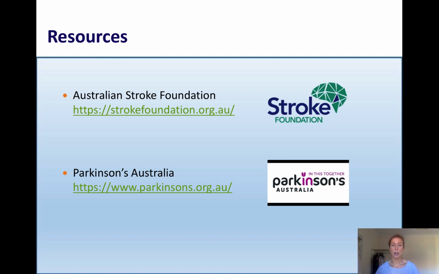Other resources, so I try to provide these each week, just your go-tos in terms of online resources, reputable, your key charities and organisations that are working with patients and families and practitioners in this space. So you've got your Australian Stroke Foundation at the top, and then also Parkinson's Australia. Really good websites, as always with these. I just think they're fantastic for simple but accurate information.